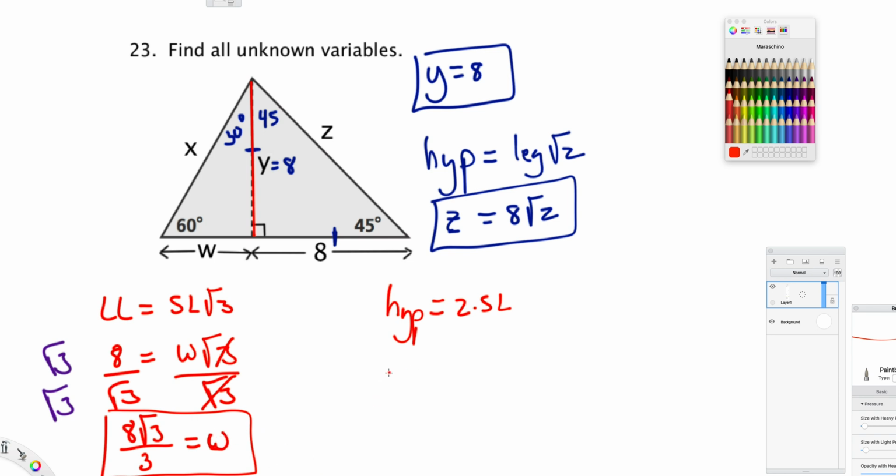And then now x is the hypotenuse here. I'm going to multiply the short leg by 2. So if we double 8 root 3 over 3, we get 16 root 3 over 3.